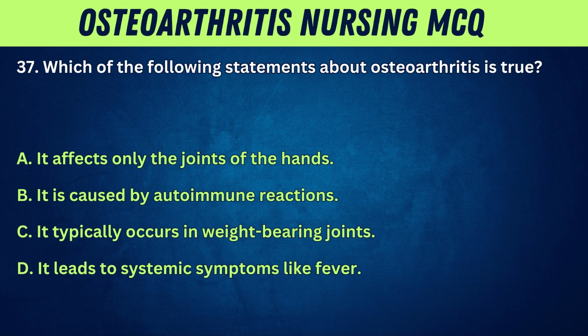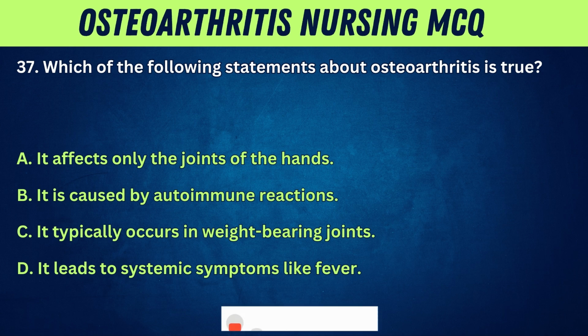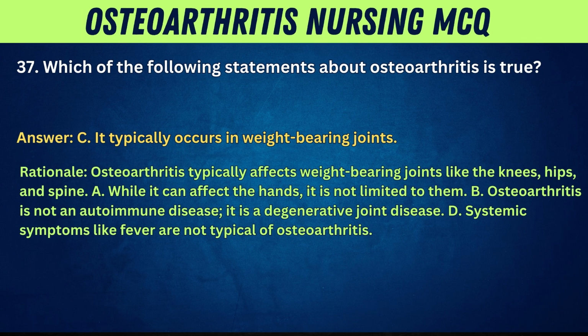37. Which of the following statements about osteoarthritis is true? A. It affects only the joints of the hands. B. It is caused by autoimmune reactions. C. It typically occurs in weight-bearing joints. D. It leads to systemic symptoms like fever. Answer: C. It typically occurs in weight-bearing joints.